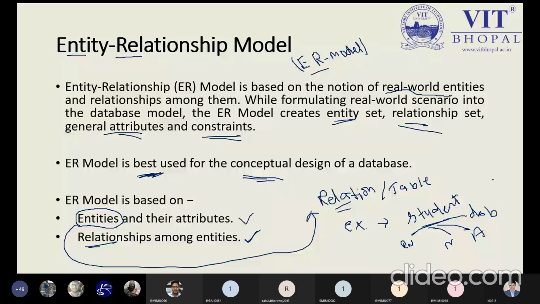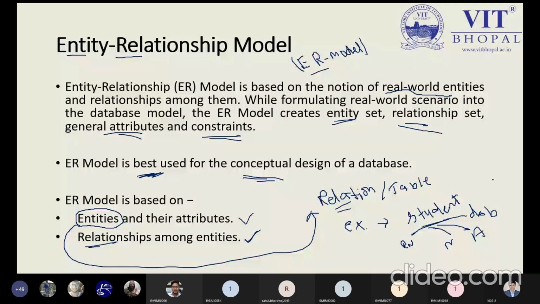Okay, is it clear to all? Yes, sir. Okay, so are you happy to understand this entity relationship model right now in this slide only? Because in the coming slides we have some examples. Now, shall I move ahead?